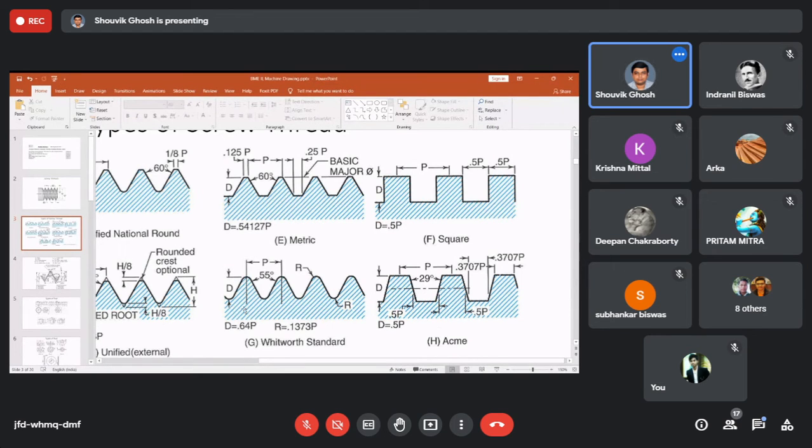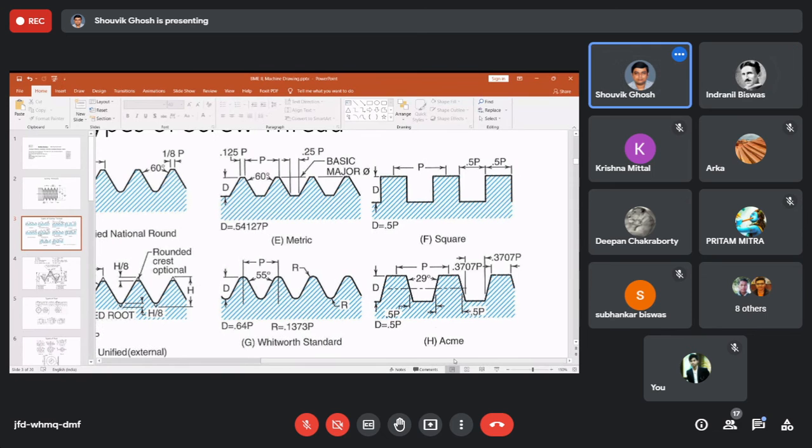Okay, moving to Acme, in Acme you will find the angle between the two adjacent walls as 29 degree. Pitch value or the top crest and root, the flat surface, is equivalent to 0.3707 p, similar here and here, and the depth is equivalent to half of p.